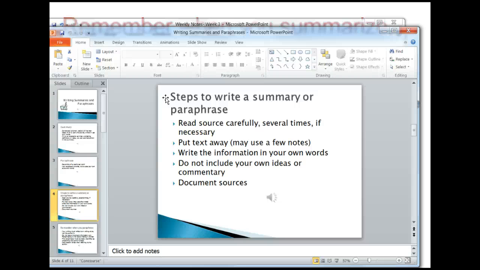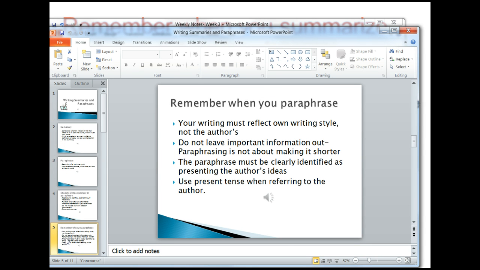And then the other important thing is that you need to document sources. So when you paraphrase, your writing must reflect your own style, not the author's, but do not leave any important information out. And another thing is using the present tense when you're referring to the author.